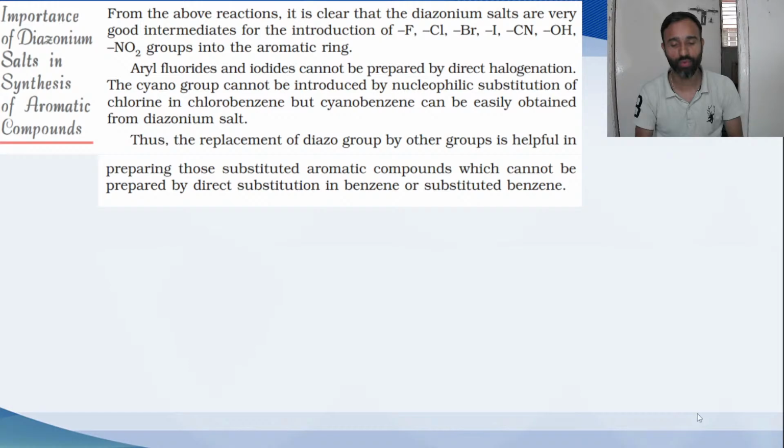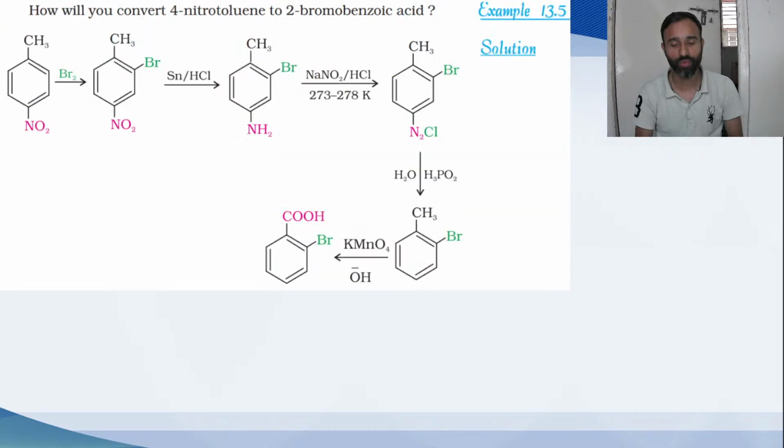So you know what is the importance of diazonium salt? Diazonium salts are very good intermediates for the introduction of fluorine, chlorine, bromine, iodine, cyanide, OH, NO2 groups into the aromatic ring. Aryl fluorides and iodides cannot be prepared by direct halogenation, but here we can simply use KI and then HBF4 on heating. We get aryl fluoride and iodide. The cyano group cannot be introduced by nucleophilic substitution of chlorine in chlorobenzene, but can be easily prepared from diazonium salt. We use CuCN, KCN, so we get cyanobenzene. So replacement of the diazo group by other groups is helpful in preparing those substituted aromatic compounds that cannot be prepared by direct substitution in benzene or substituted benzene. So that's all about this lecture.